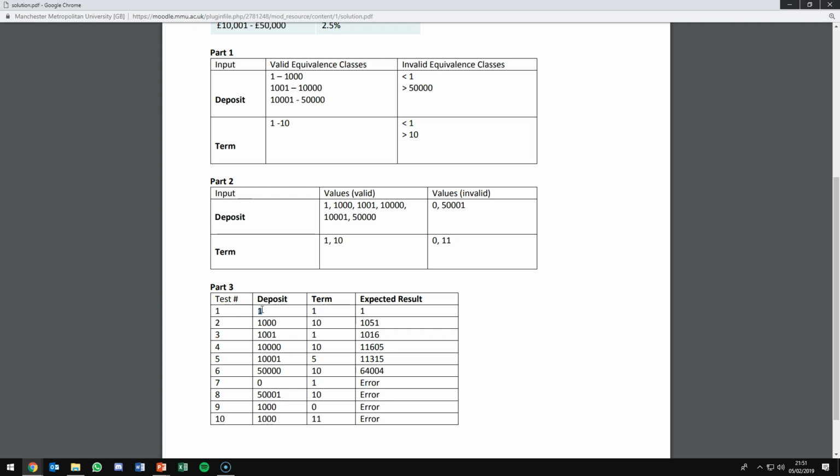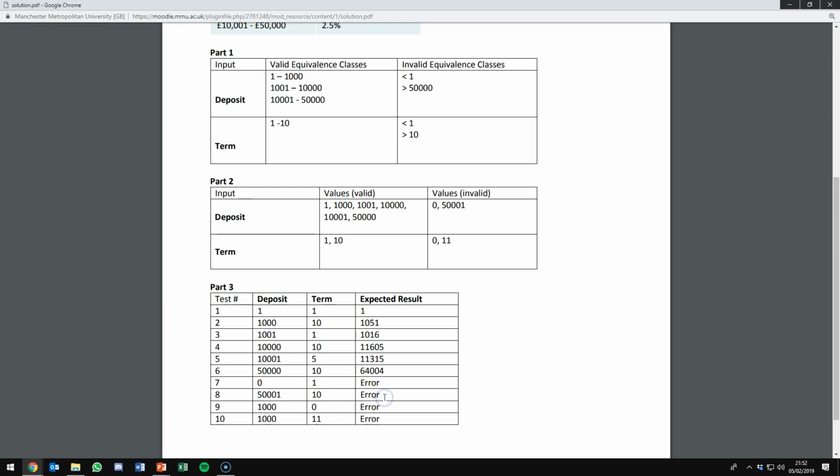And then you'll see at the bottom here, there are some cases which don't actually return a value. They return an error. So for example, that deposit, that's an invalid value, isn't it, for that equivalence class, that partition. So that should return an error regardless of how long they're depositing that money for. 0 is an invalid deposit, so we'd return an error there. And then same again with this deposit here. We've said the maximum deposit amount is 50,000 and they're trying to deposit 50,001.